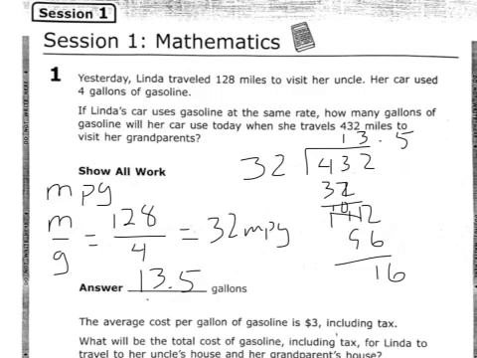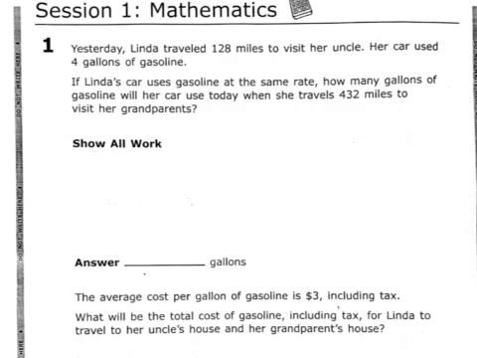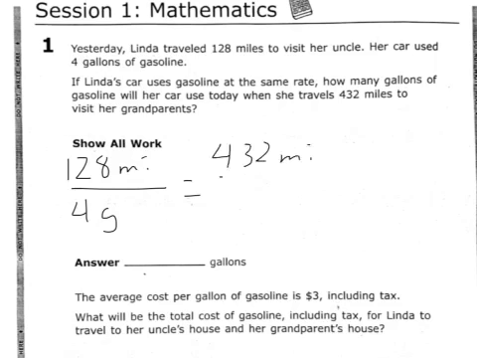Now, there is another way that you could get it by using a proportion. So let me show you how to do that. So let's do this using a proportion. We've got 128 miles is to 4 gallons as 432 miles is to, well, we don't know the number of gallons, that's what we're trying to find out, so I'm going to put x gallons.